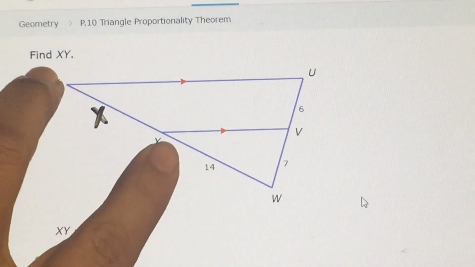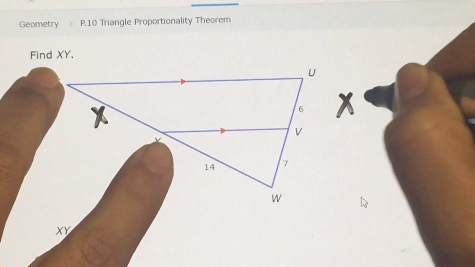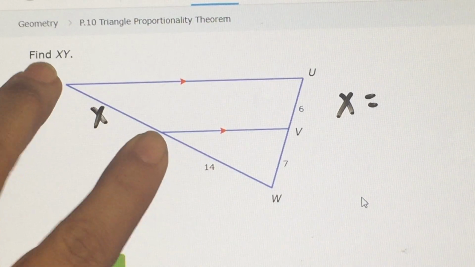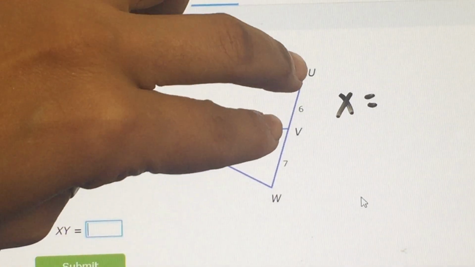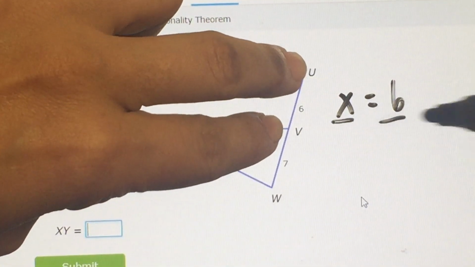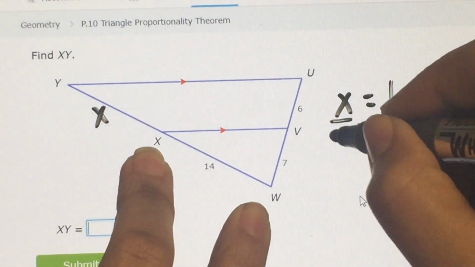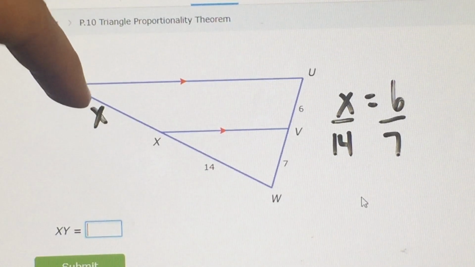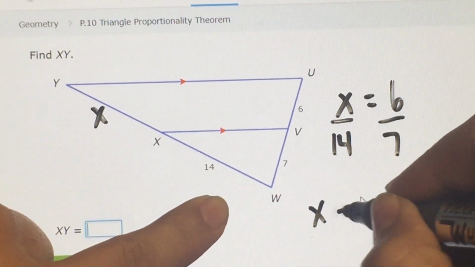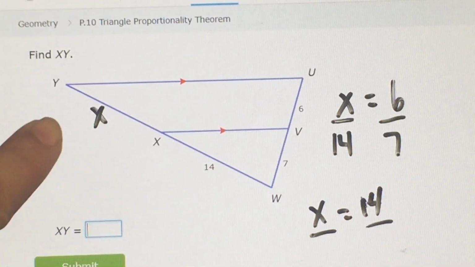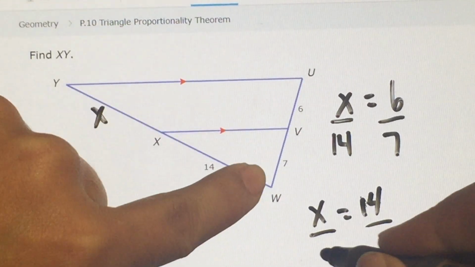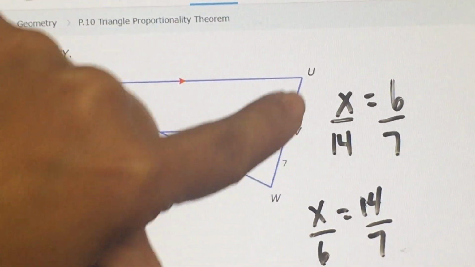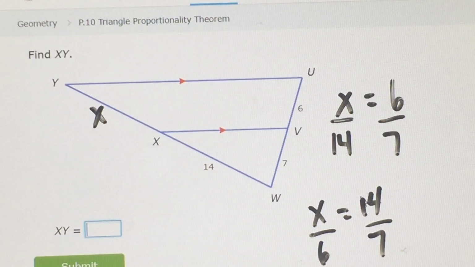So you're going to say this one goes with what? You can say one of two things. This goes with the bottom, which is 6. And then, because you started on this side, 14 goes with 7. Or you can say x goes with 14. Now, because you started bottom to top, 6 goes to 7. Or you can say 7 goes to 6, and then 14 goes to x. So again, as long as the order is the same, then you're fine.